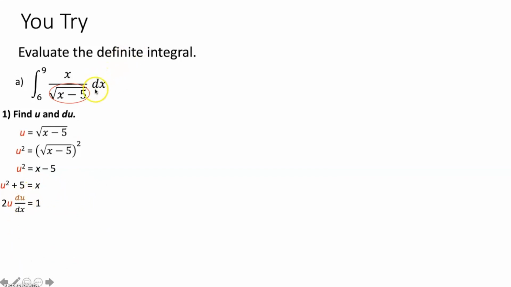Now again, I'm solving for dx because I need to figure out what I'm going to plug in here. So I multiply both sides of the equation by dx to get dx by itself. I get dx is equal to 2u du. So now I have something that I can plug in for every part of this integral. I can plug in u for the square root of x minus 5. I can plug in u squared plus 5 for the x, and I can plug in 2u du for the dx.